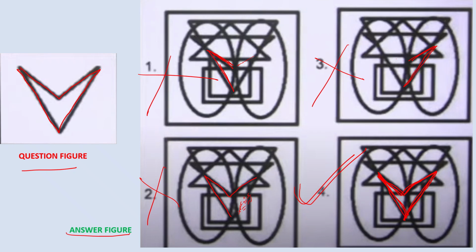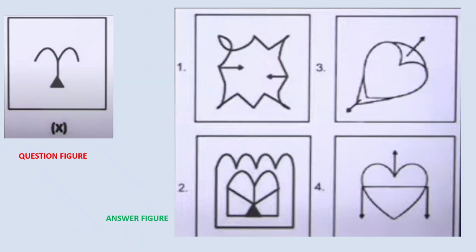I hope you got the concept of embedded images where rotation is not allowed, and the questions where rotation is allowed. Okay. Next one, question figure, answer figure. Again, where rotation is not allowed. I'll give you a few seconds to solve this. This is very easy compared to whatever we have solved now.